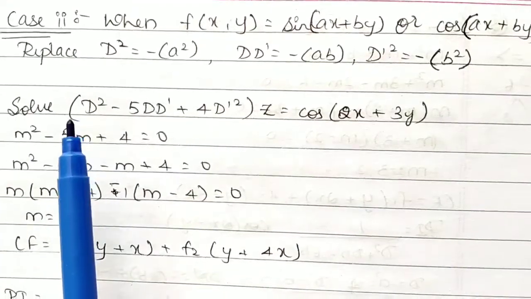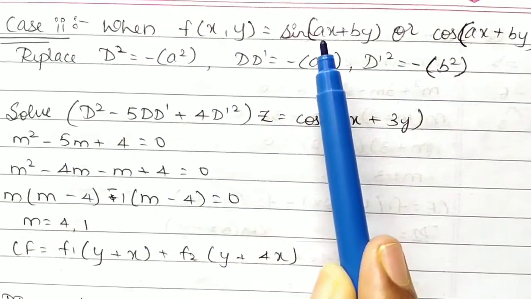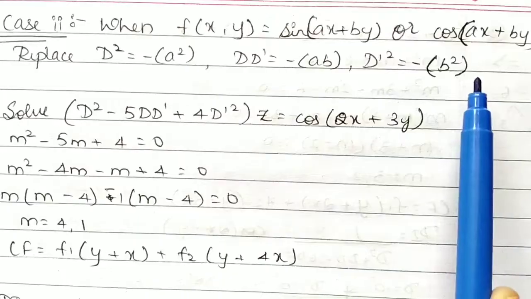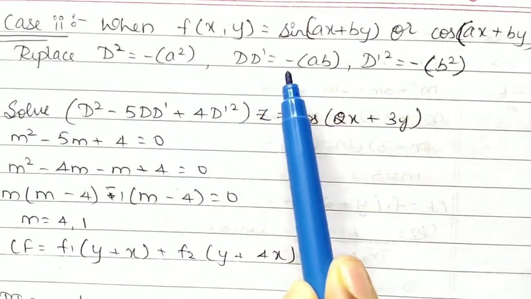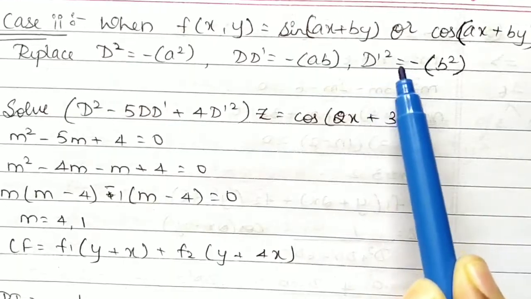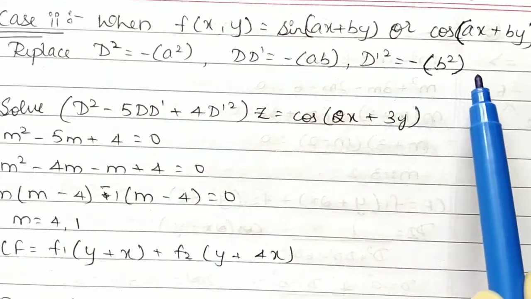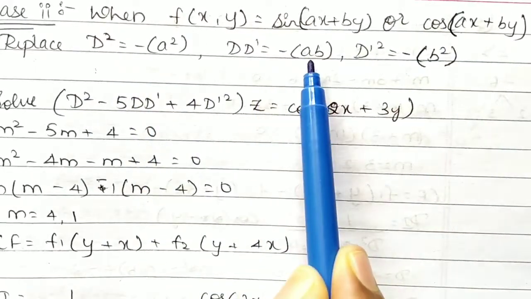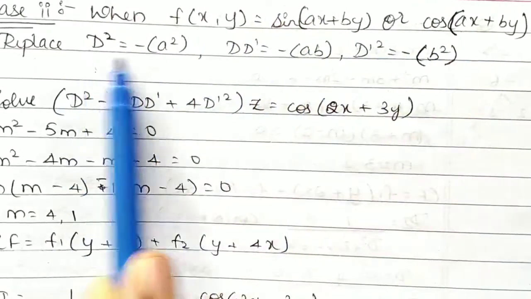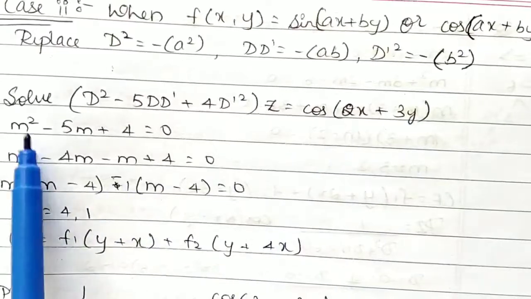Case 2 is when the function is trigonometry, either sine or cos. So the procedure is: D square equals minus a square, D into D dash is minus ab, and D dash square is minus b square. This is the substitution. In case of exponential, D equals a, D dash equals b. In case of trigonometry, these are the substitutions. So we'll see one example.